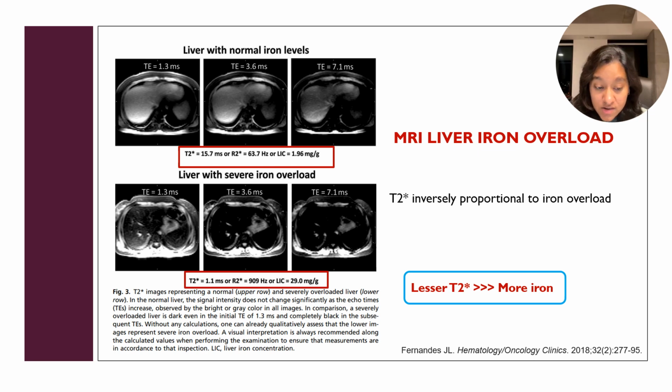Similarly, if you look here, the T2 star is 1.1, which corresponds to a liver iron concentration, which is way higher as compared to this. So one thing to remember is that the T2 star is inversely proportional to the amount of iron overload, or in simple language, more the iron overload, lesser is going to be the T2 star value.